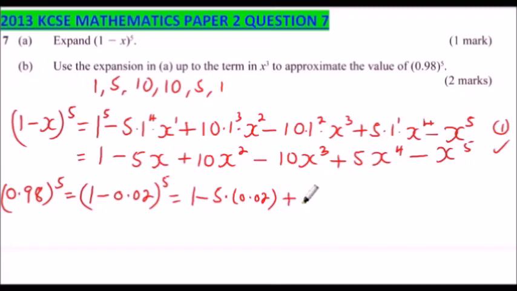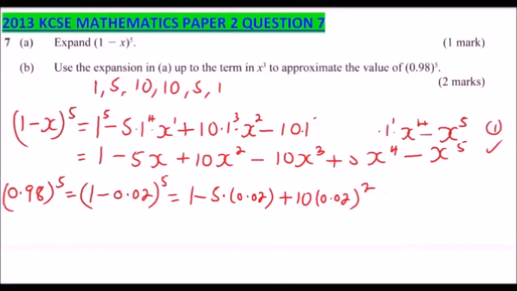So we have here 10, and here we have 0.02 now raised to power 2. Then we have minus. Now we have plus minus. This will be 10 multiplied by 0.02, and this is cubed.